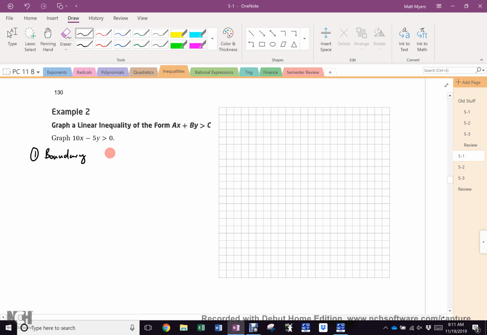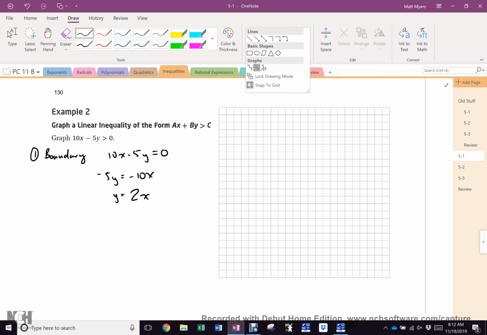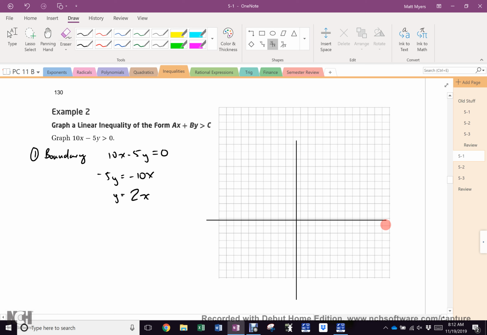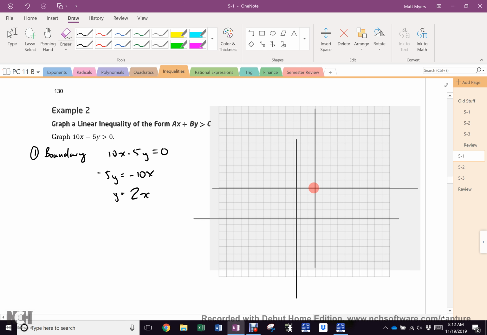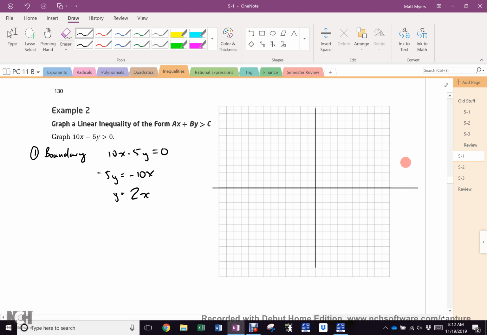And the boundary is, of course, 10x minus 5y equals 0. So we solve it. Negative 5y equals negative 10x. Y equals 2x. Yes? Easy peasy, lemon squeezy, right? So we come over to our Cartesian plane. We set it up, and we put in positive 2x, so 0.